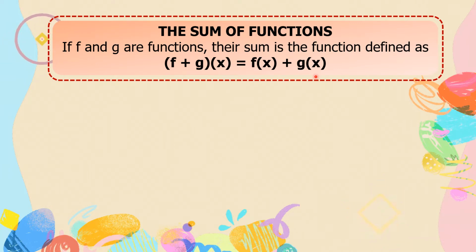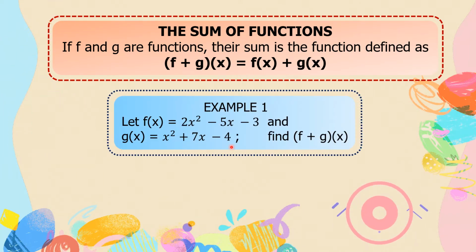Paano ito nakuha? Ito ay sa pamamagitan ng pag-distribute o pag-multiply ng x sa ating f plus g. So, x times f equals f of x plus x times g is equal to g of x. Kaya natin nakuha ang f of x plus g of x.